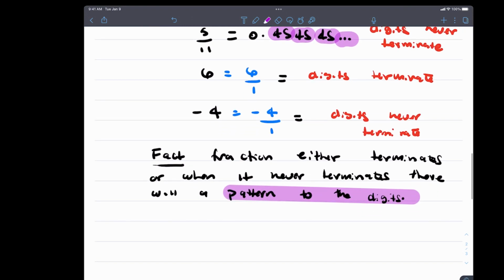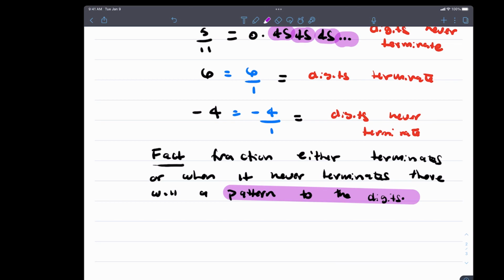So what you guys want to know is that fractions, which are rational numbers, in terms of the decimal representation, they're either going to terminate or they're going to what? Have a pattern when they don't terminate. Those are traits of rational numbers. Or when it never terminates, there will be a pattern to the digits. There will be a pattern.